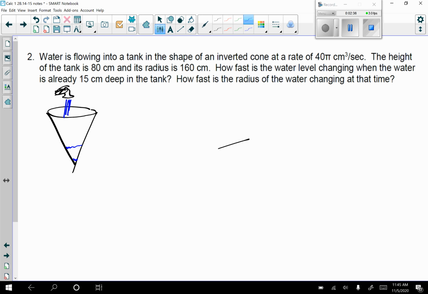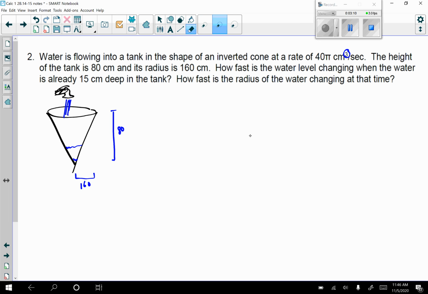So water's flowing into the tank at a rate of 40 pi cubic centimeters per second. This cube is actually important for us to notice here to get the right equation. It tells us about the height of the tank and the radius of the tank. The whole thing is height of 80, radius of 160. I guess I drew mine a little bit too narrow. How fast is the water level changing when the water is 15 centimeters deep? Then another question we can answer after that.